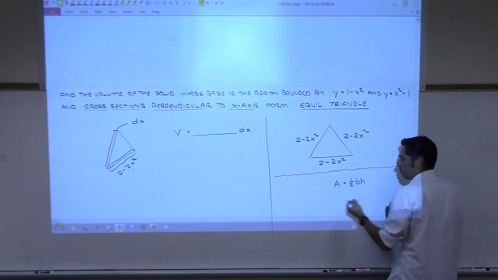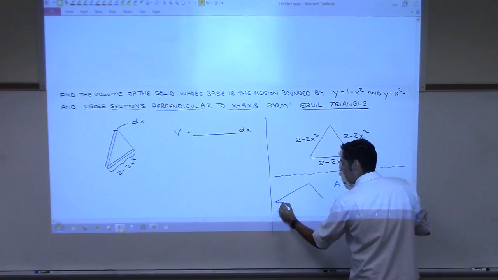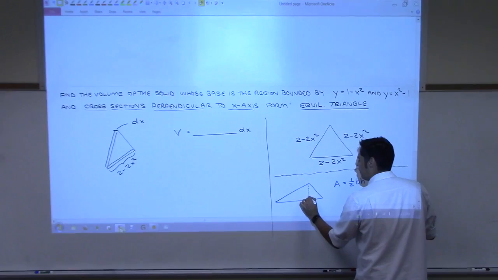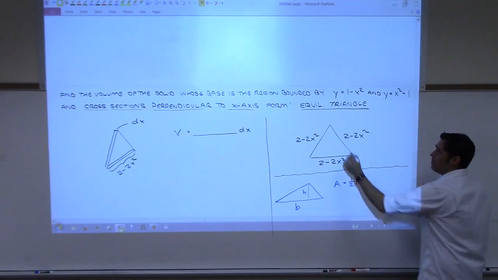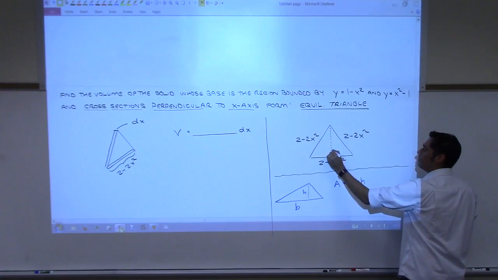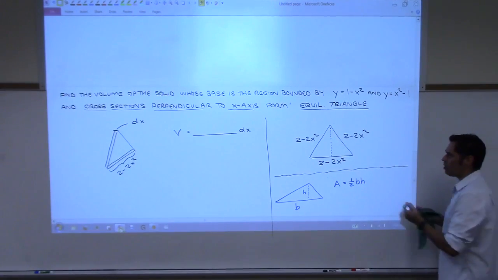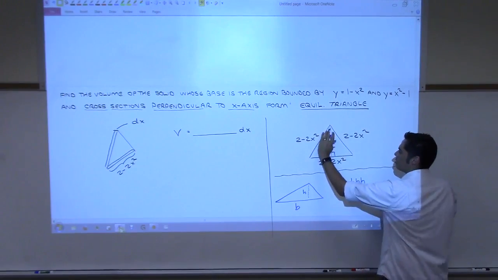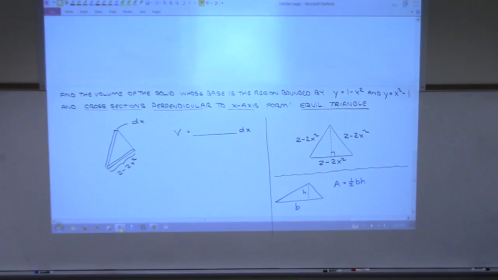What's wrong with this formula? Why can't we use this right now? We don't know the height, do we? The height would be this distance right here. Now, could we get it? Yes, we could. There would be some work. We could form a right triangle. We could just look at half of this. We could use Pythagorean's identity. We could do it, but it's too much algebra.